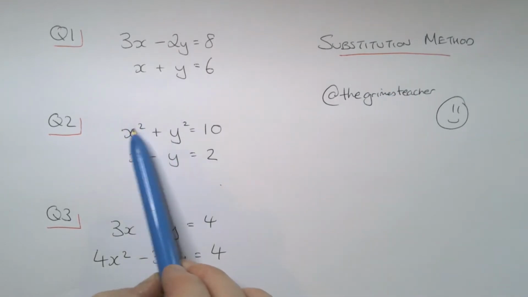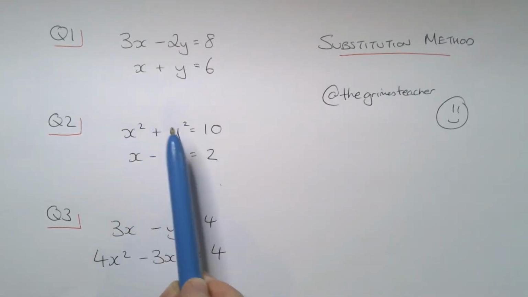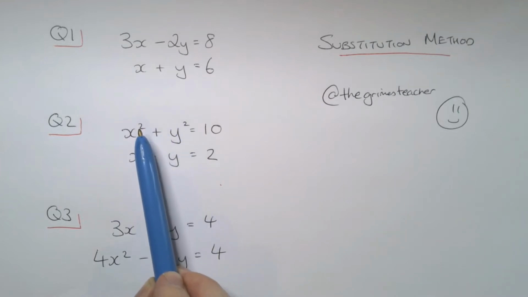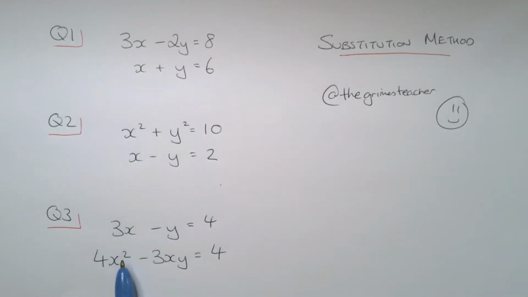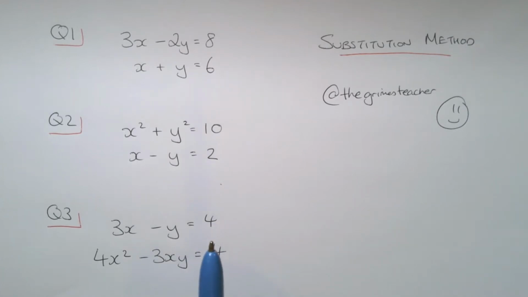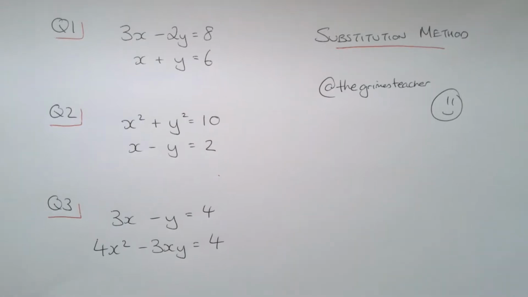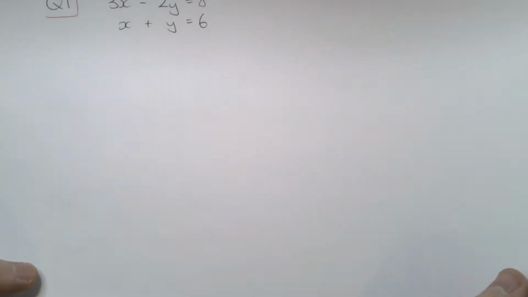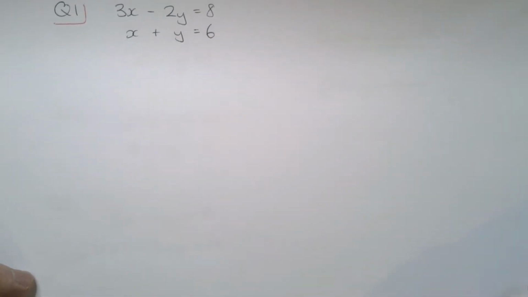Pretty much if you've got 2 equations and one of them has an x squared or a y squared in the equation, you have to use the substitution method. If you try to use elimination, you'll quickly discover it won't work out for you. Now, in this first example, you can solve it by the elimination method, that's absolutely fine, but I'm just going to show how you do it by substitution.